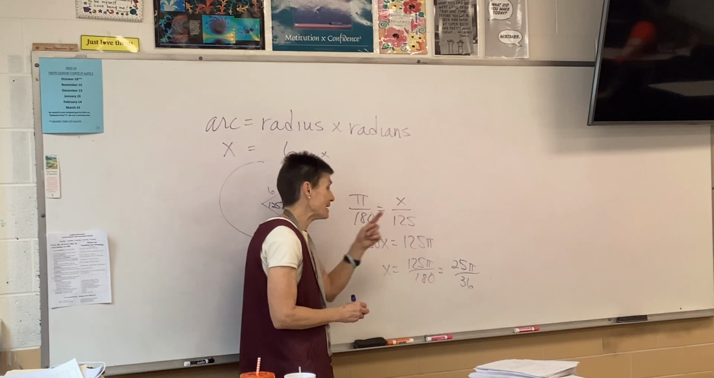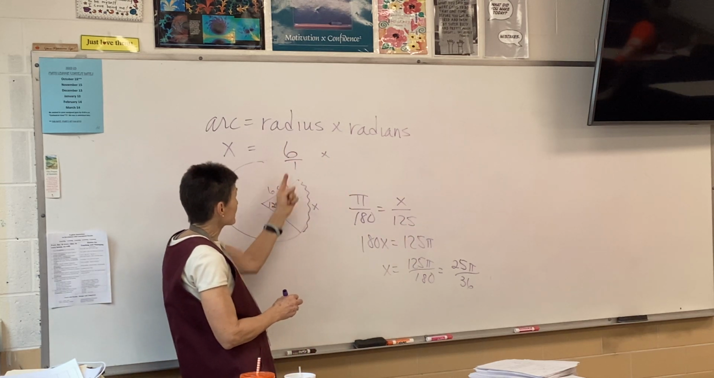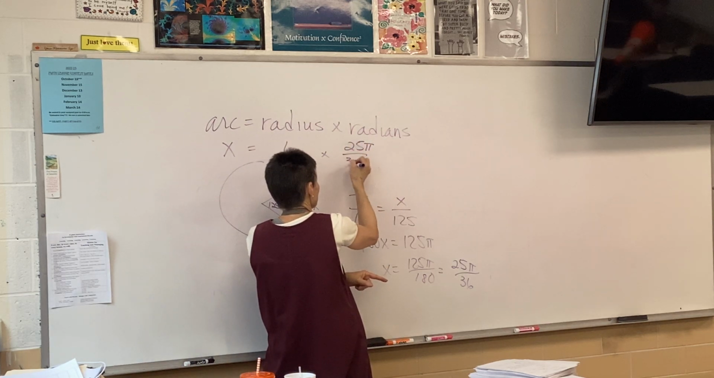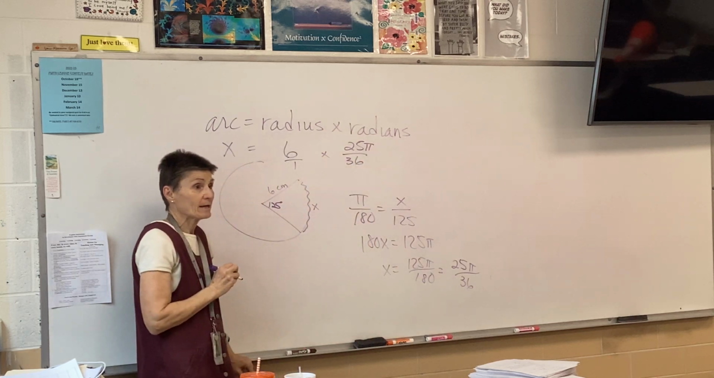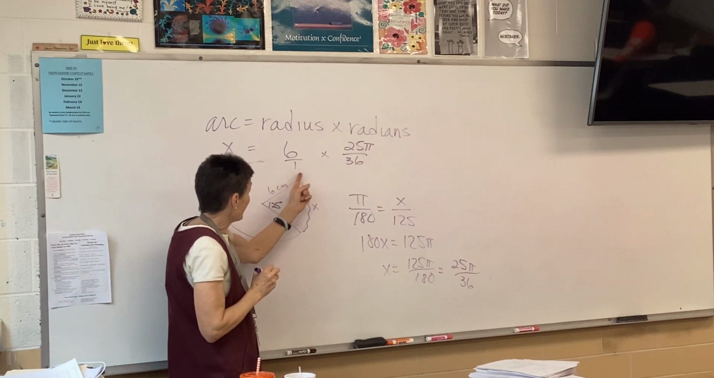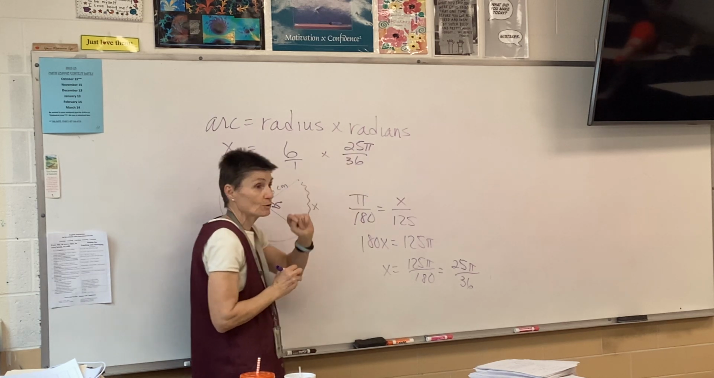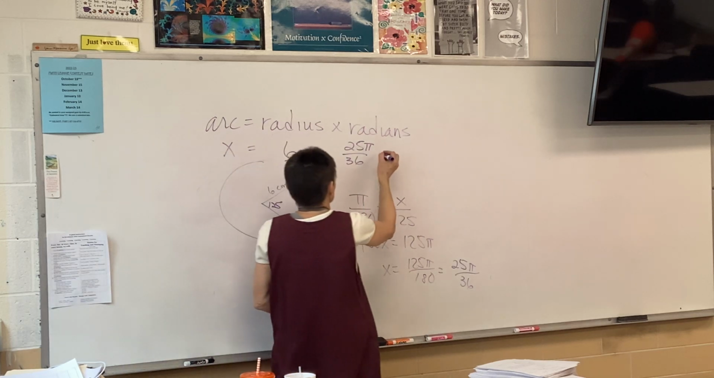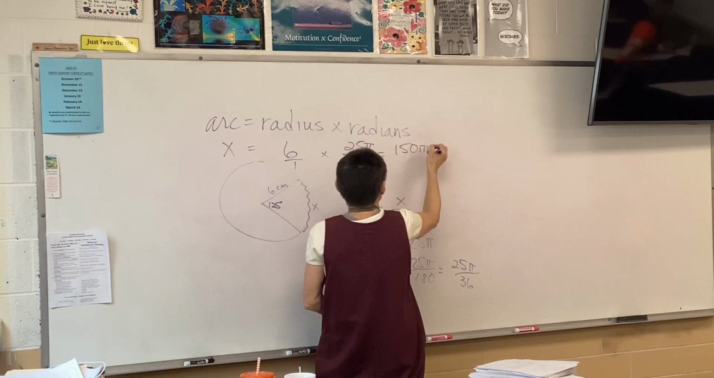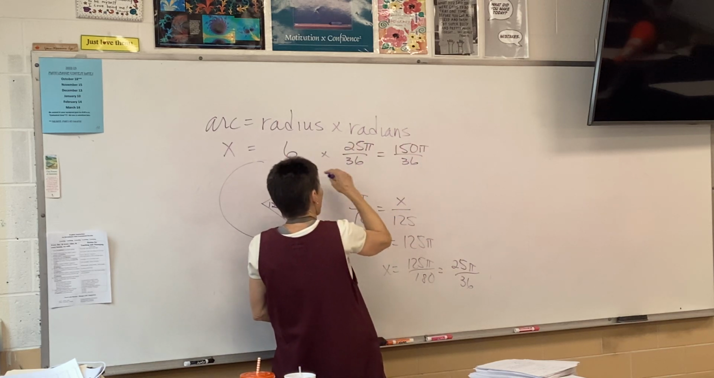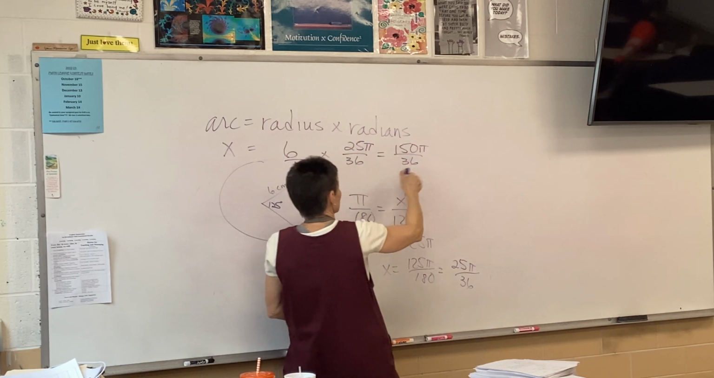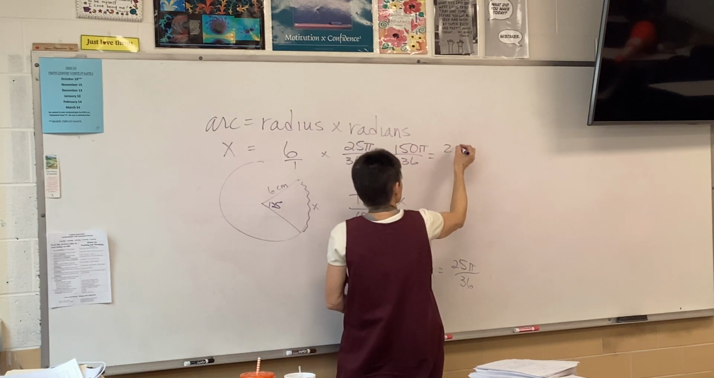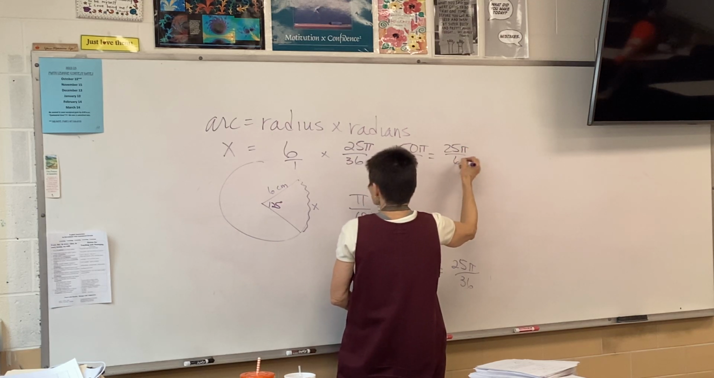Now remember, my answer is 6, the radius, times the radian measure of the angle. So 6 over 1 times 25 pi over 36. So that's 150 pi over 36, multiply straight across. Or you can cross cancel if you want, because these are both divisible by 6, which leaves us with 25 pi over 6 centimeters.